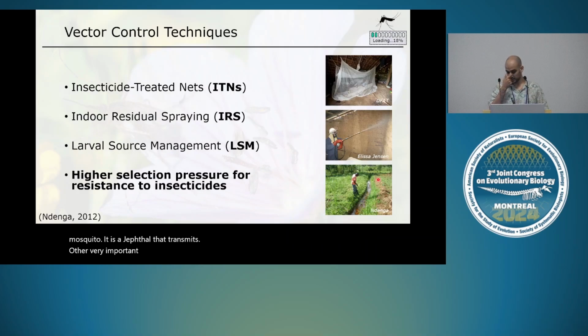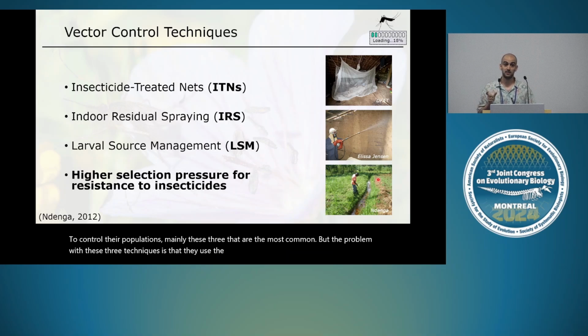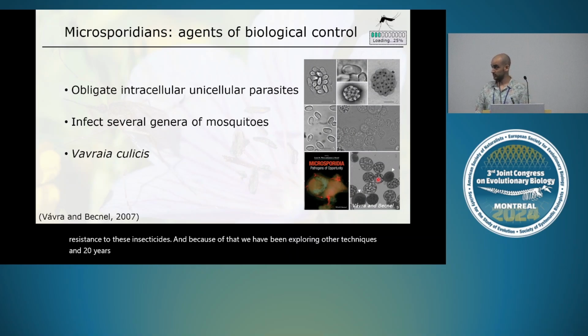And because of the diseases, we have put in place many techniques to control their populations, mainly these three that are the most common. But the problem with these three techniques is that they use the same methods, insecticides, and from an evolutionary standpoint, insecticides is not a long-lasting technique because it leads to resistance to these insecticides. And because of that, we have been exploring other techniques, and 20 years ago, people were proposing microsporidians as agents of biological control.